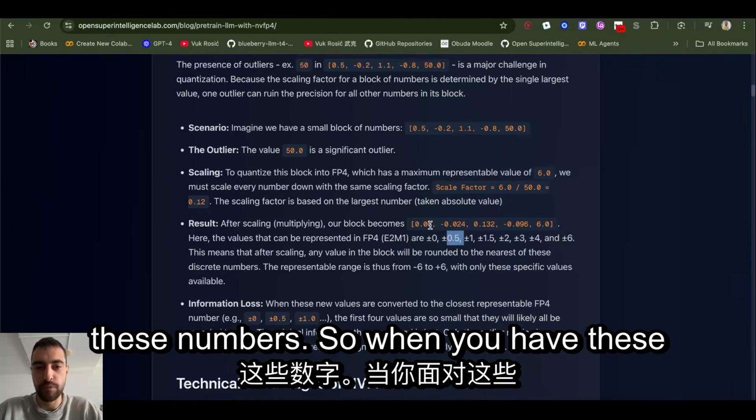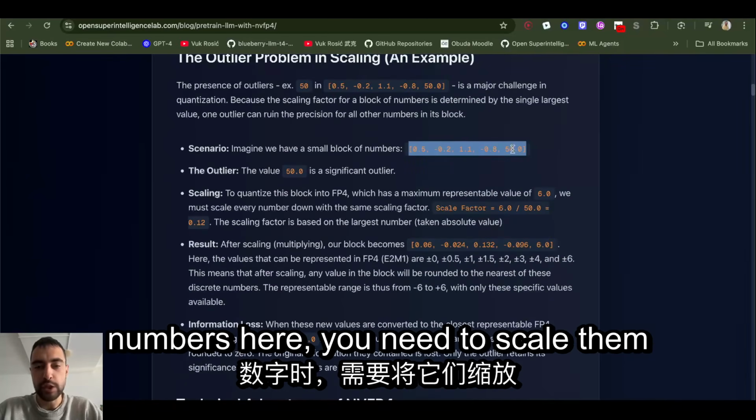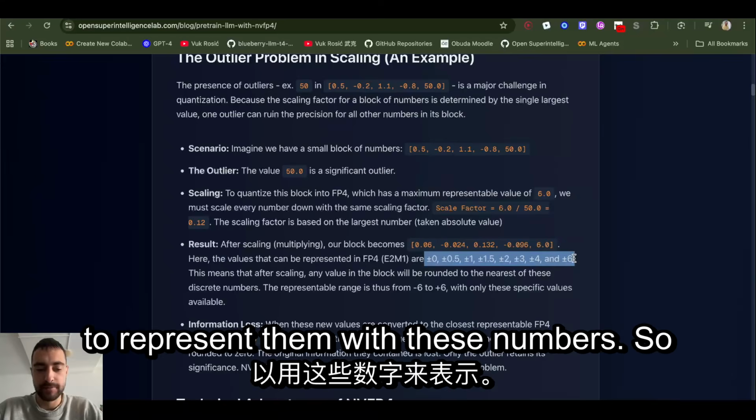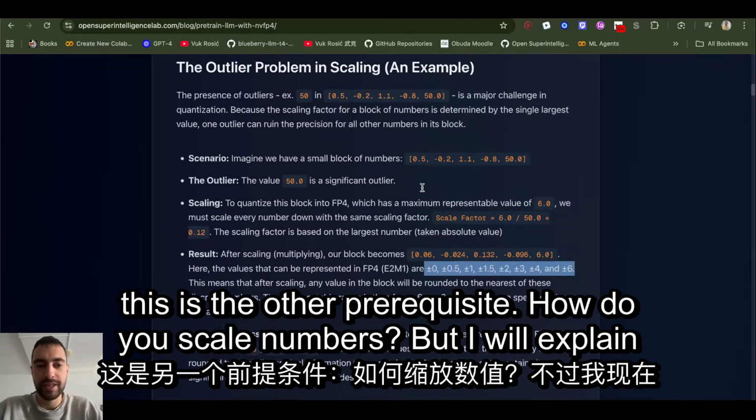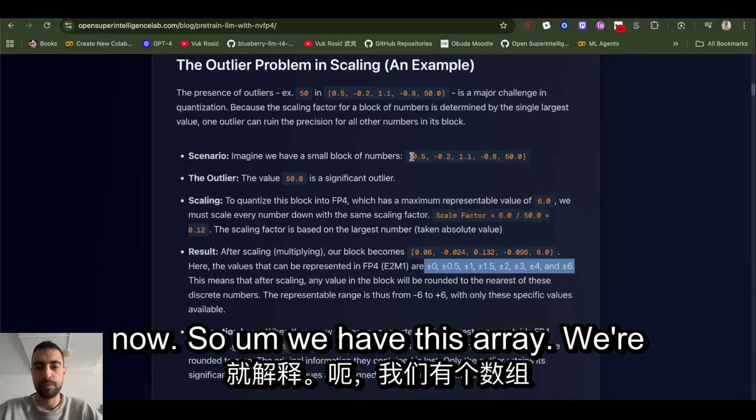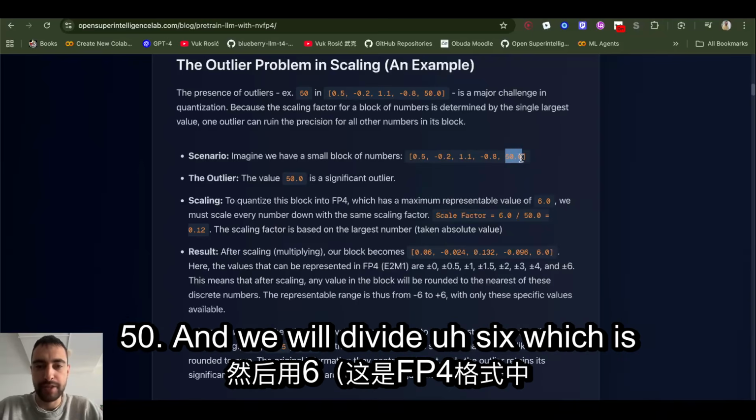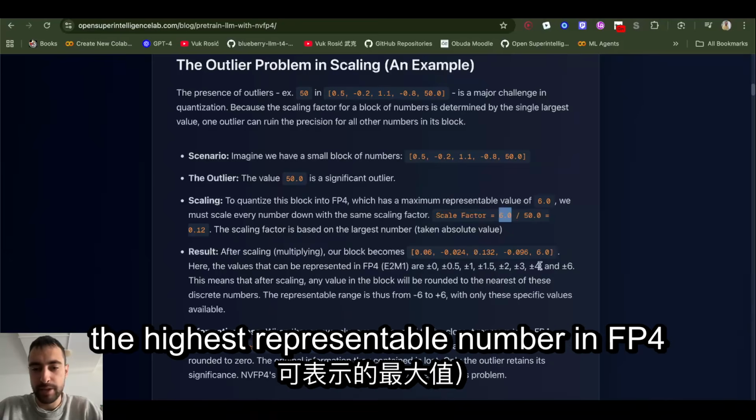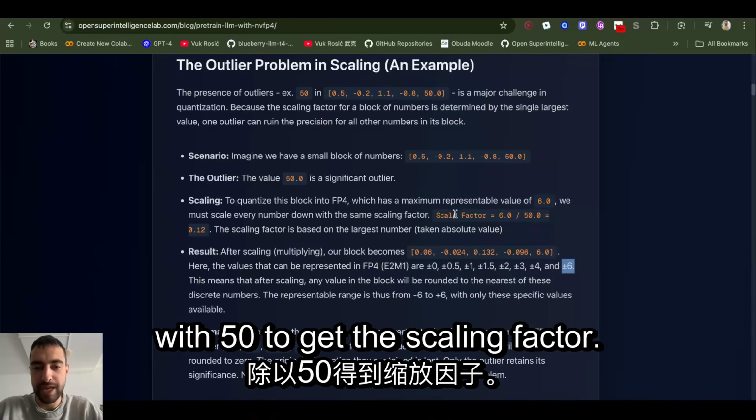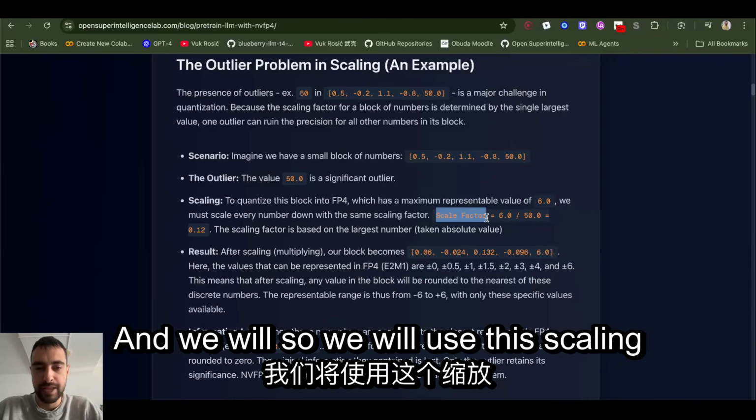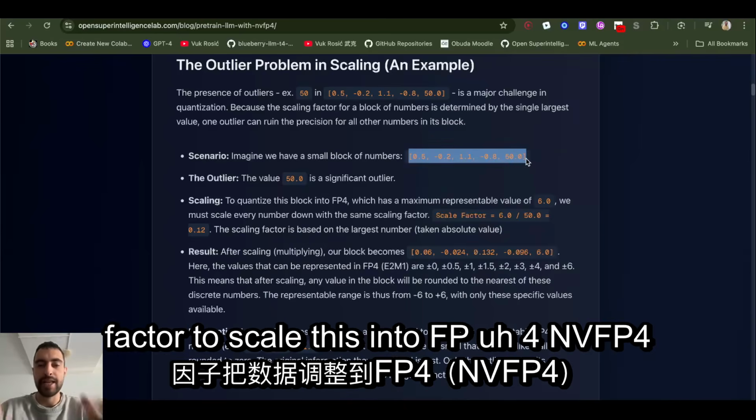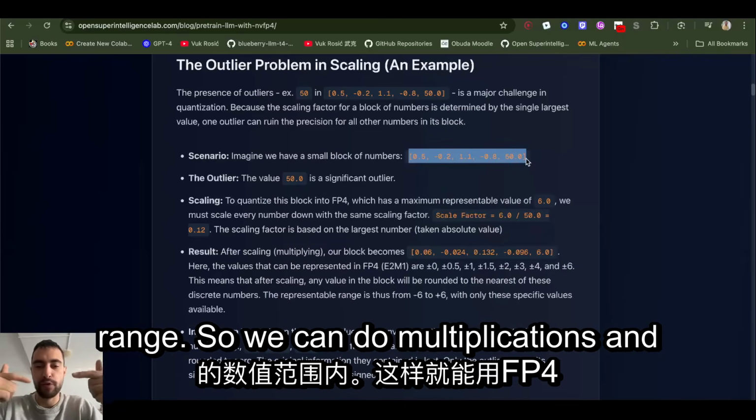Only these numbers. So when you have these numbers here, you need to scale them to represent them with these numbers. This is the other prerequisite: how do you scale numbers? But I will explain now. We have this array. We're going to find the highest number here, 50, and we will divide 6, which is the highest representable number in FP4, by 50 to get the scaling factor. And we will use this scaling factor to scale this into the FP4, NVFP4 range.